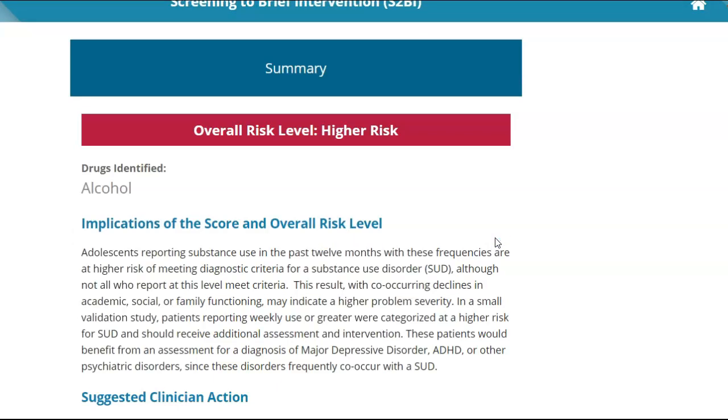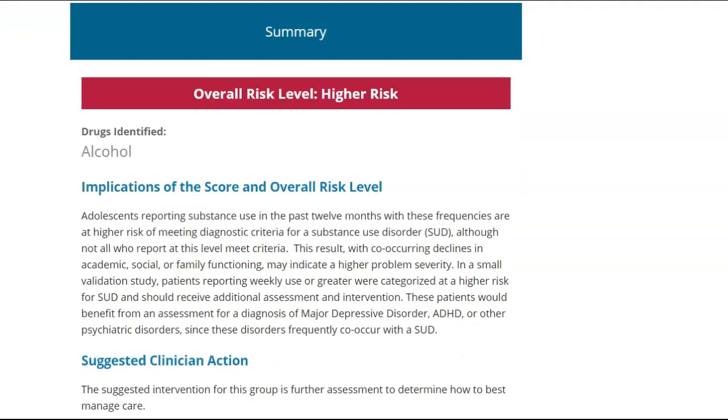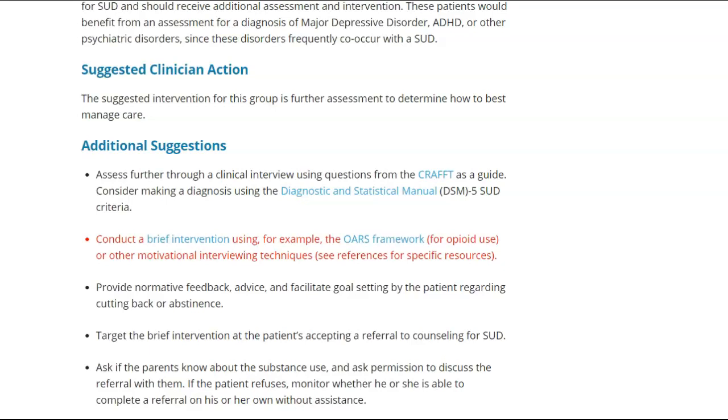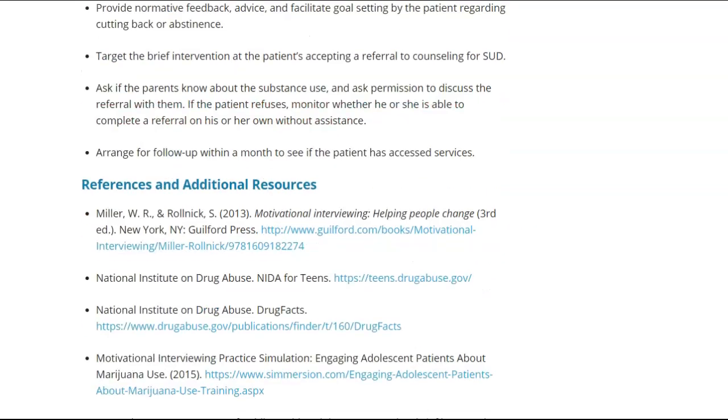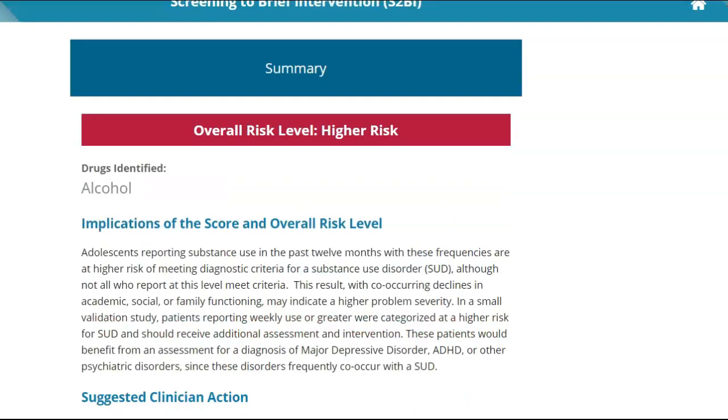Wait a minute. How did I get higher risk? Just, oh, because I'd use alcohol, I guess. Is this for adolescents? See what my summary is. Huh. I thought it was going to be low risk.